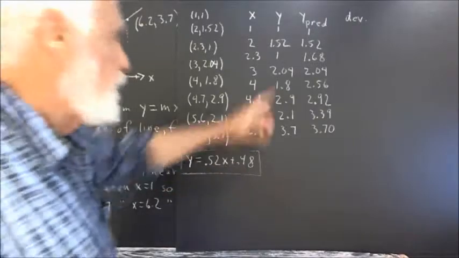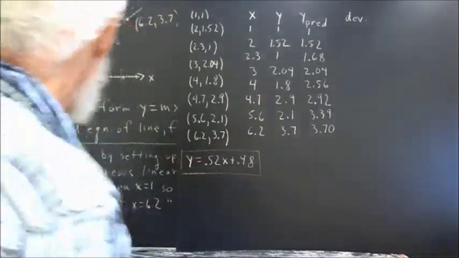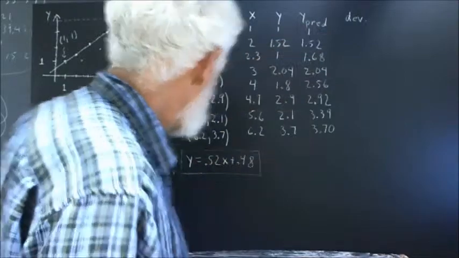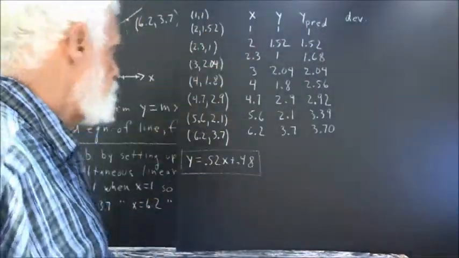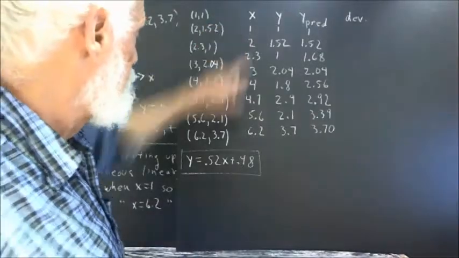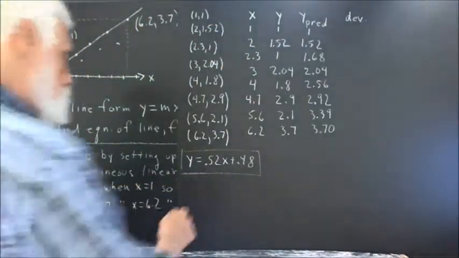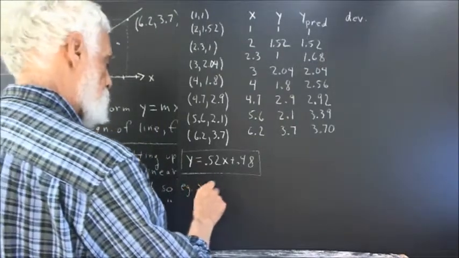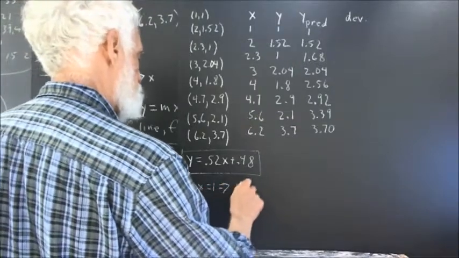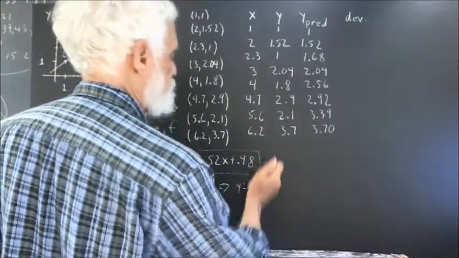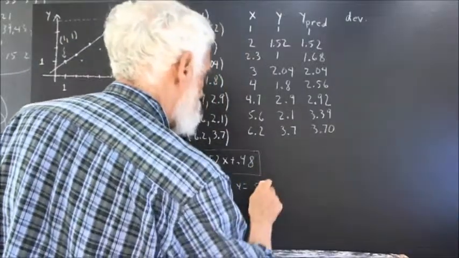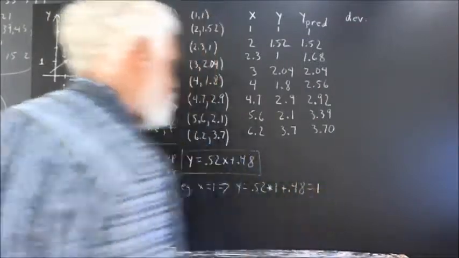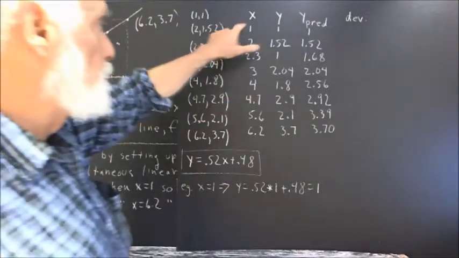Having made our estimates of the coordinates, what we're going to do is y predicted. We're going to predict the y values based on the equation and the x values. So for example, when x equals 1, we plug 1 in here. For example, x equals 1 implies y equals 0.52 times 1 plus 0.48, which is equal to 1. So that when x equals 1, y equals 1.